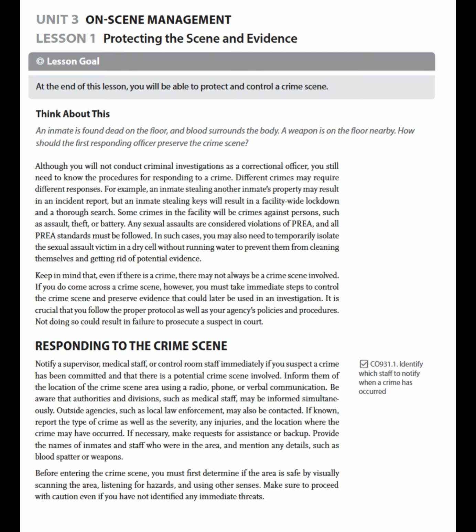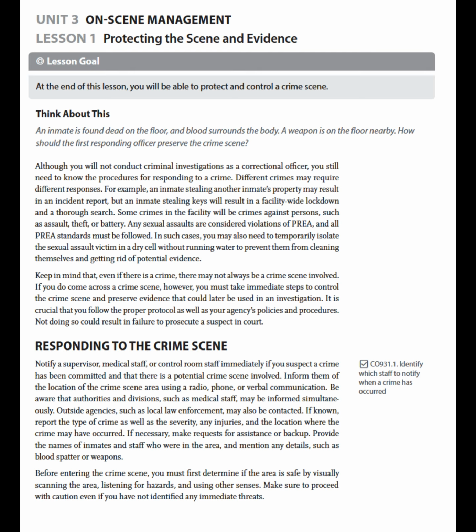Some crimes in the facility will be crimes against persons, such as assault, theft, or battery. Any sexual assaults are considered violations of PREA, and all PREA standards must be followed. In such cases, you may also need to temporarily isolate the sexual assault victim in a dry cell without running water to prevent them from cleaning themselves and getting rid of potential evidence.